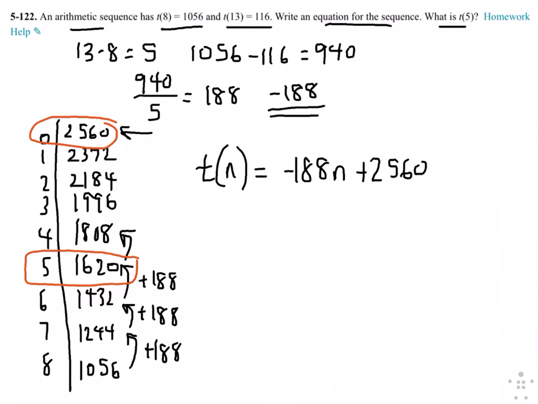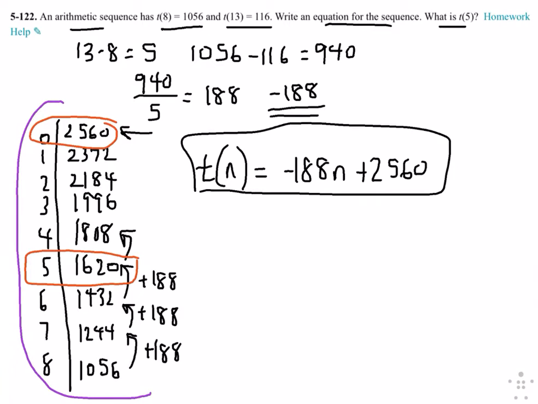Okay. Another way to do this, if you didn't want to write out this whole table, and the only reason I did that was to really show you what was going on. But if you didn't want to count backwards from 8, right? You could have written down what you did already know. We already knew t of n equaled negative 188n plus some, the 0th term, let's call it z, right?